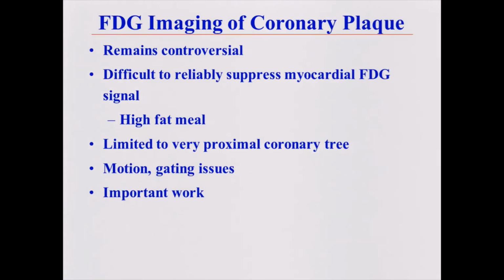So the use of FDG still remains controversial. As I say, it's very difficult to fully suppress the myocardial FDG signal. You're limited to the very proximal coronary tree. You have lots of motion, gating, and attenuation issues. I think we'll see where this technique evolves over time. I'm not a PET expert. Most of what I do is MR and optically based, but as an interested outsider, I'd say this is extremely important work.